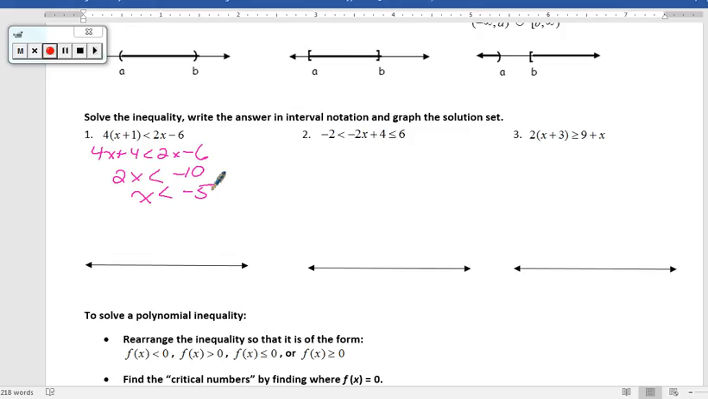In interval notation, we're going from negative infinity to negative 5 with a soft bracket because we are not including negative 5. For the number line, you just need to put the key components on there. We don't need to put spaces on everything. Since it's a soft bracket, we use a parenthesis, and we shade towards negative infinity.